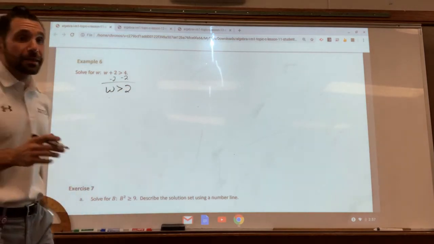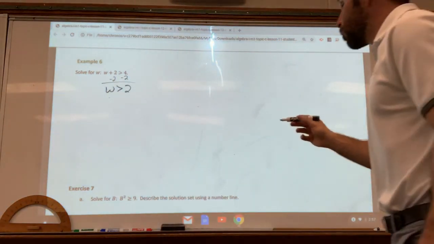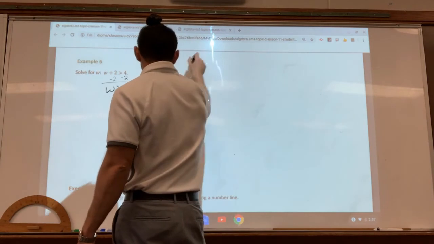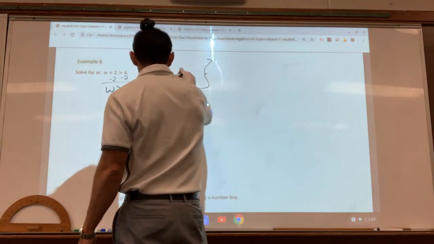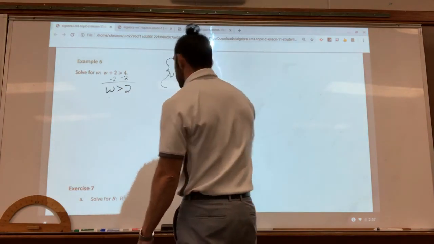So how would I write this as all of them? Well, right now we're in set notation. We know that w has to be a real number. So I would say w real. I draw the line, and then I would physically put w is greater than 2.